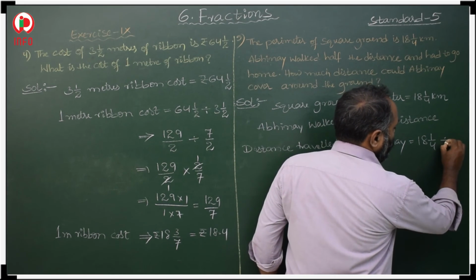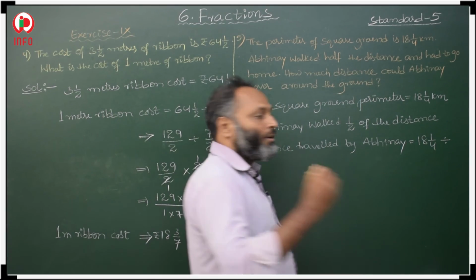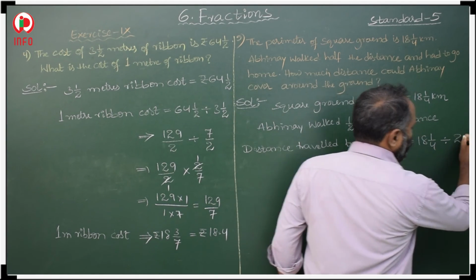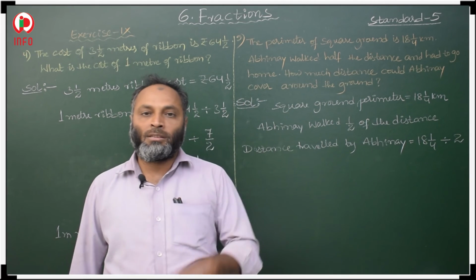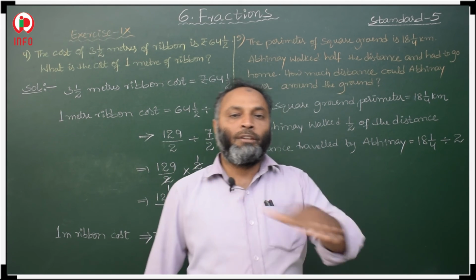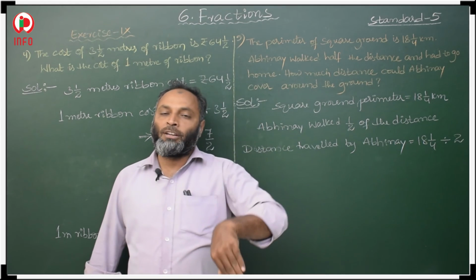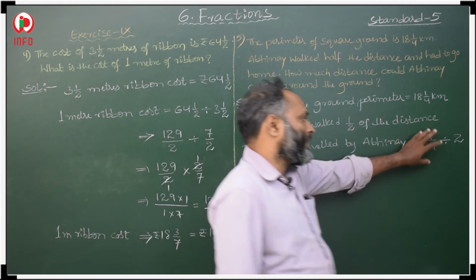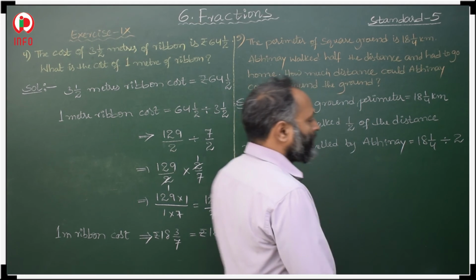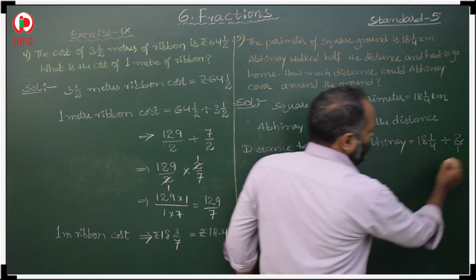Half means, whenever half is given, we have to divide with 2, not 1 by 2. We have to divide with 2. So half of 4 is 2, half of 10 is 5. How will you get half? If you divide with 2, then you will get half. It means half means we have to divide with 2. Here also the fraction we have to divide with 2. Here this is a whole number, so the denominator is 1.